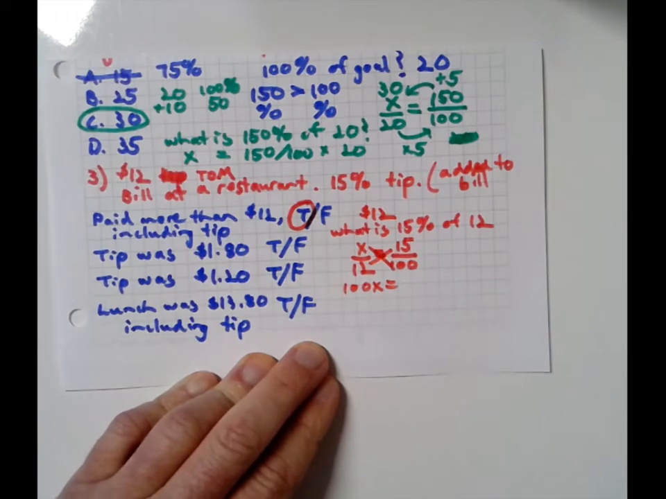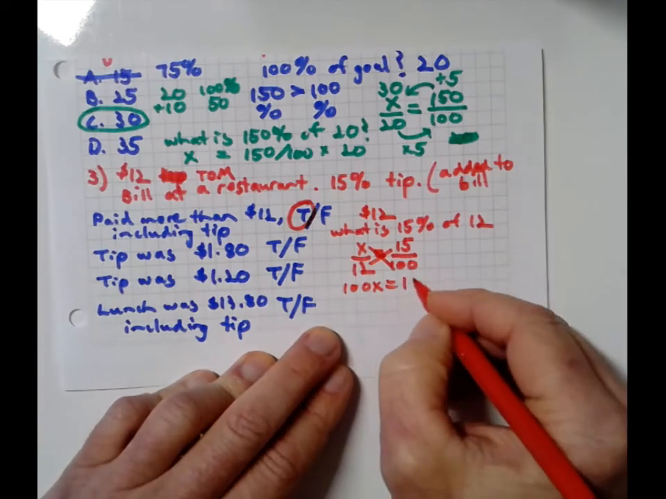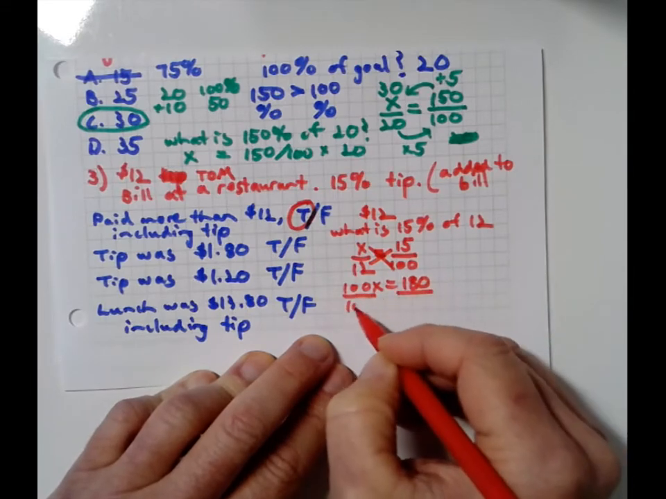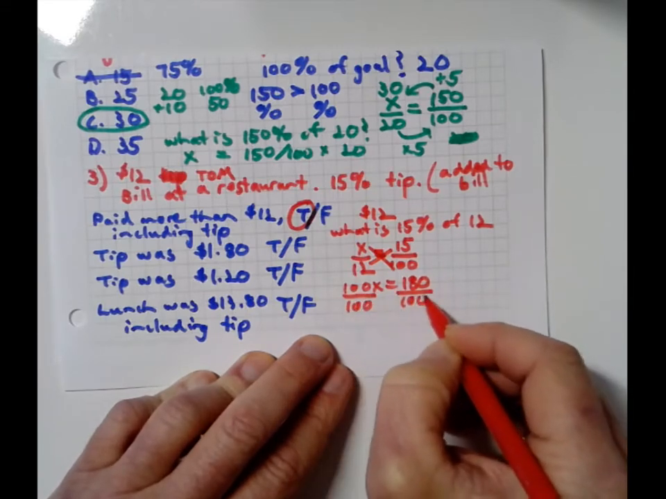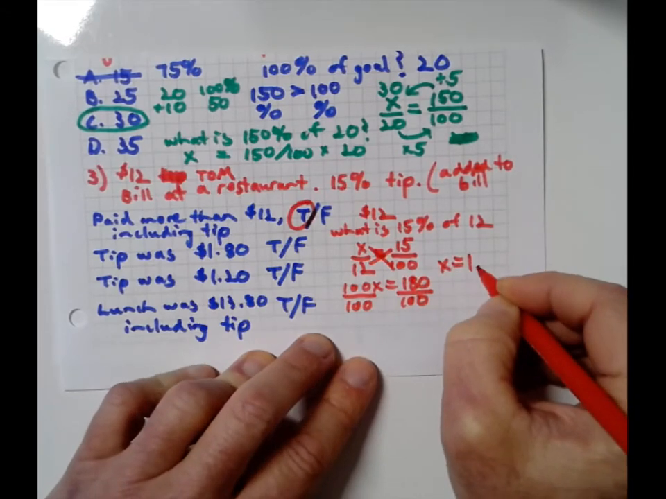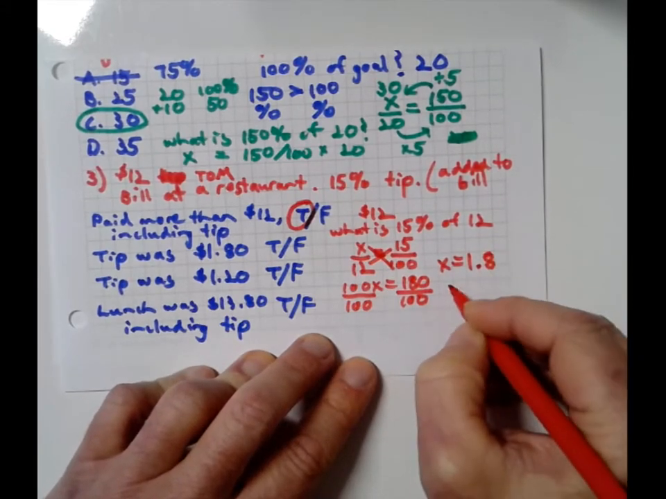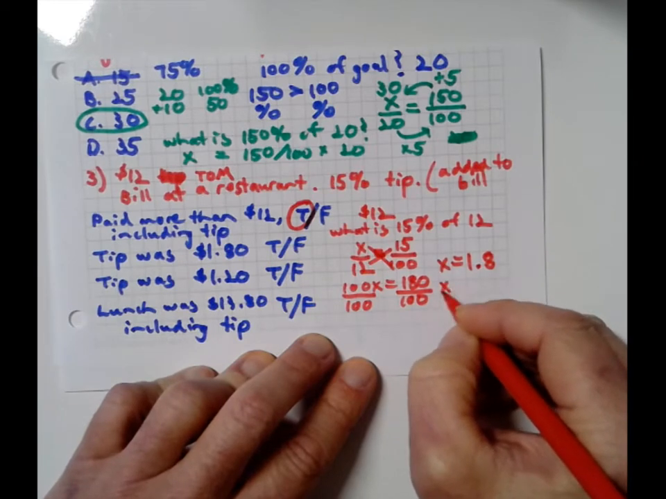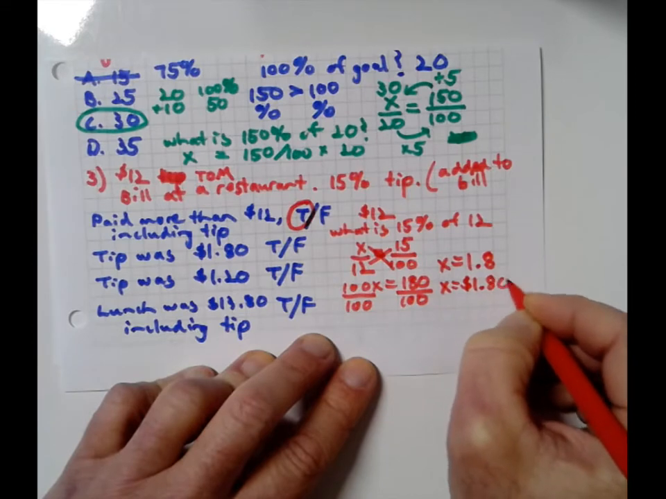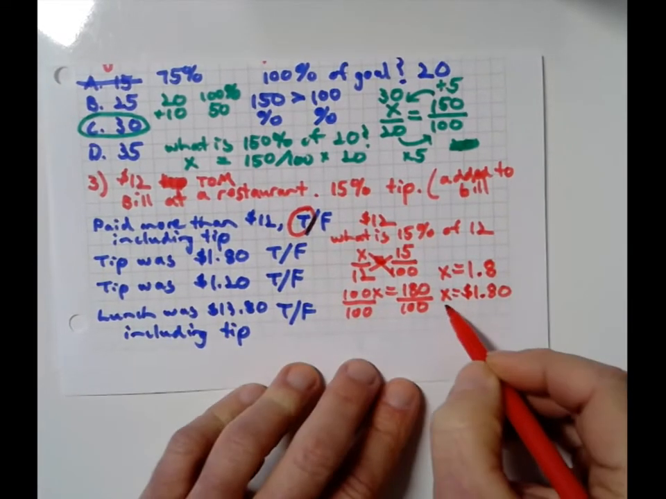Hey, what's 15 times 12? Right, 180. Very nice. Divide by 100, and I get x equals 1.8, which when we're talking about money, that means $1.80, right? Now we can answer our questions.